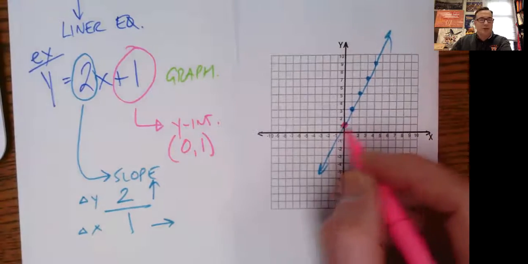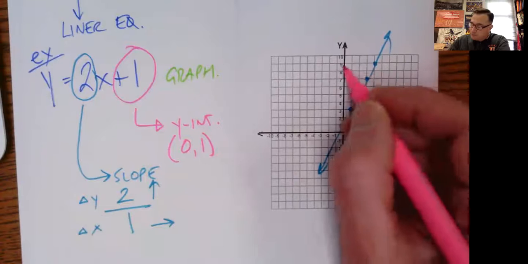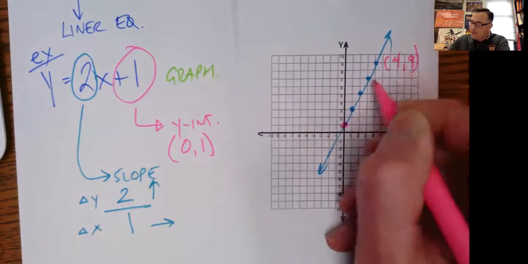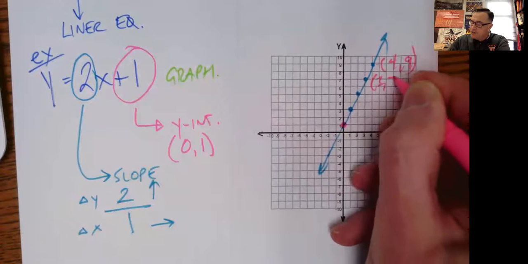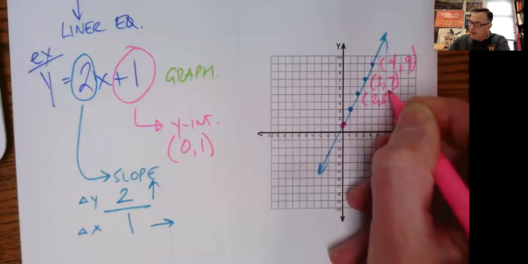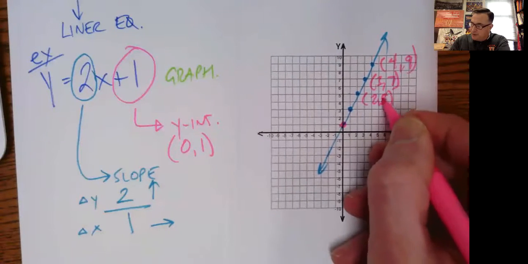Now, I'm going to do something really quickly for you guys to see what I'm talking about, okay? Right here, this point is 4, 9. This point here is 3, 7. This point here is 2, 5. It's hard because that looks like an 8. It's not, it's a 5. I'm sorry about that. 2, 5.